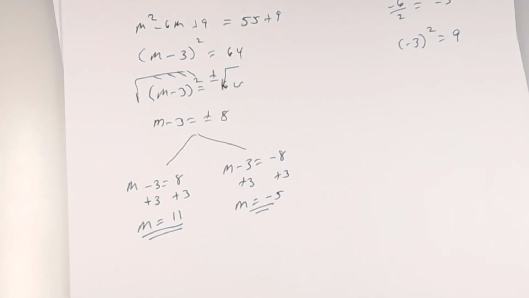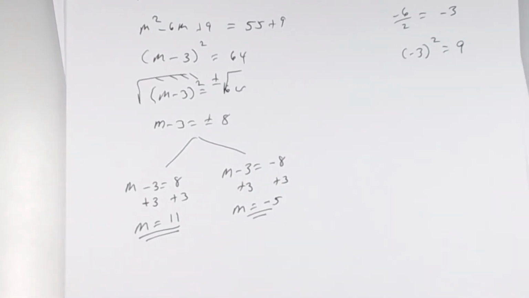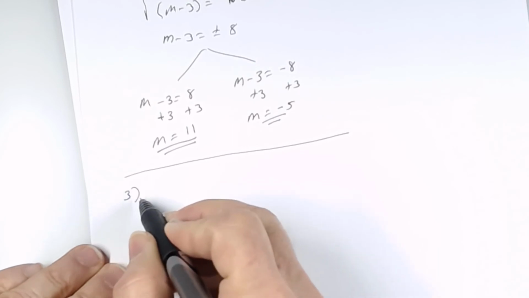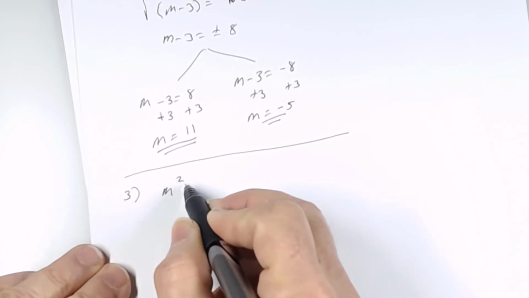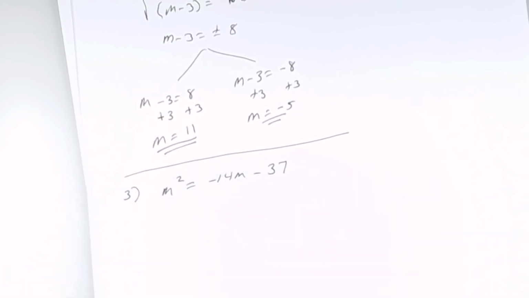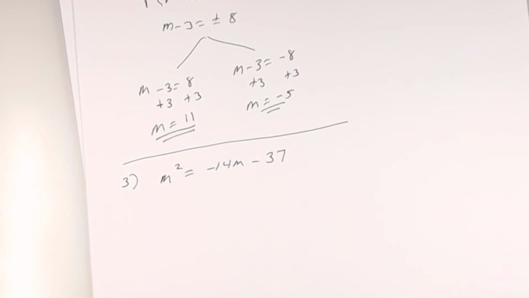Okay, number 3. Number 3, let's suppose I had this: m squared equals negative 14m minus 37. Again, I want to solve this by completing the square, not by quadratic formula.